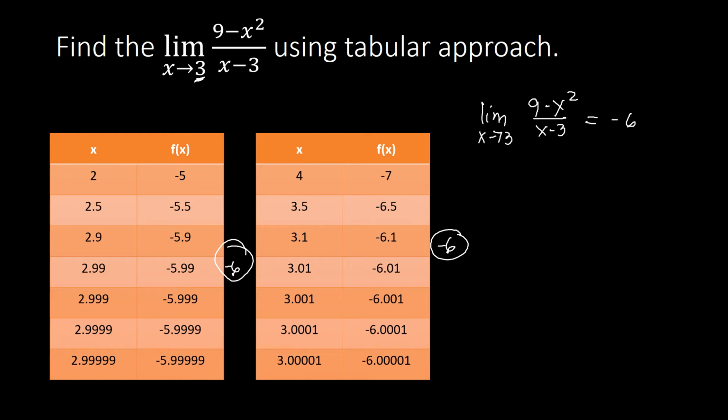Now, always remember that you must have the same values from the right side of the number 3 and from the left side of the number 3, so that you can have a limit that exists. If they are not the same, that means you will have no limit at all. The limit does not exist for that one.